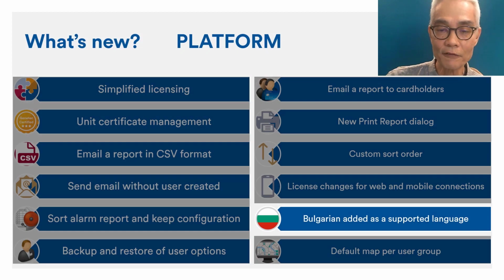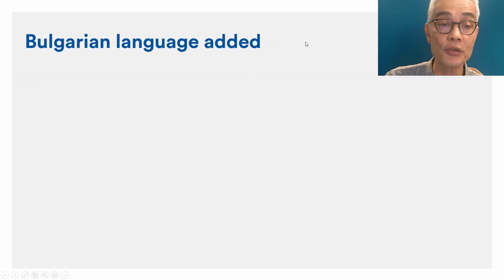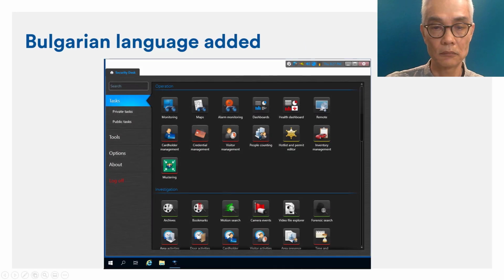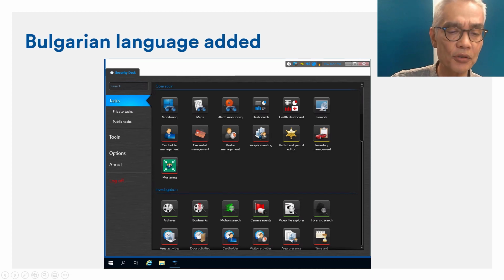Two more features left for what's new with regards to the platform. And this next feature is relatively simple and straightforward. Bulgarian has been added as a supported language for Security Center applications. And with the addition of the Bulgarian language, this brings to a total of 25 the number of languages supported by Security Center's client applications.